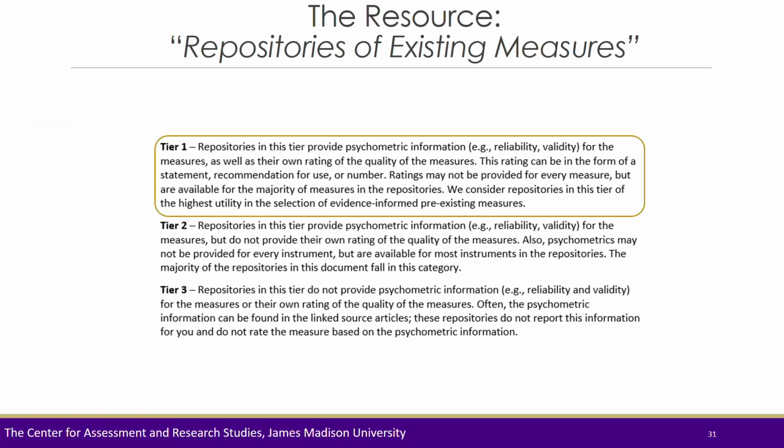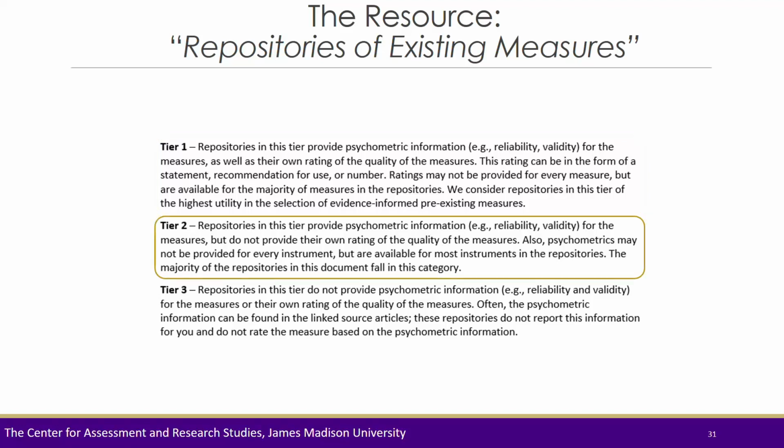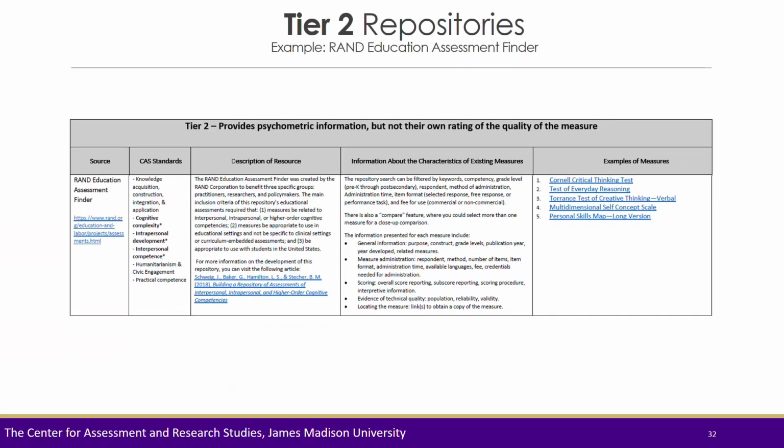However, there are many other repositories that assemble the psychometric information of the measures, which you could then evaluate in consultation with measurement experts. Tier 2 houses many of those repositories. Let's search through one of the Tier 2 repositories. Since our outcome of interest is still critical thinking, the RAND Education Assessment Finder seems like an appropriate repository, especially given that it includes measures aligned with the CAS domain, cognitive complexity.